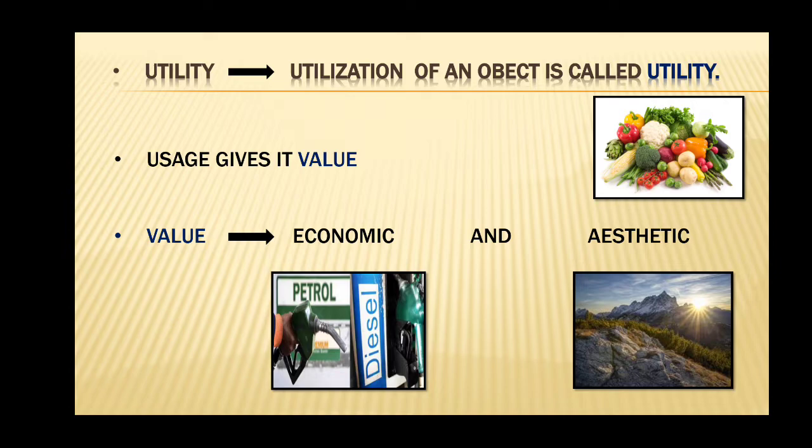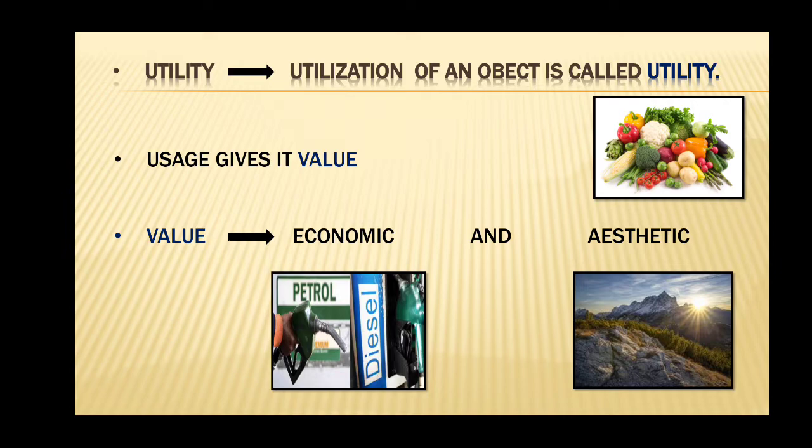So this vegetable is a resource and I'm utilizing it in a proper way, in a planned way, in a convenient way. So this is called utilization. Utilizing the vegetable for my need. So this is also a resource. So a resource depends upon the utility of the object.